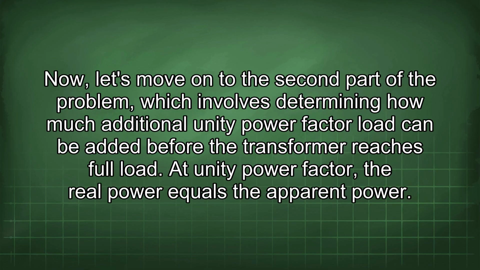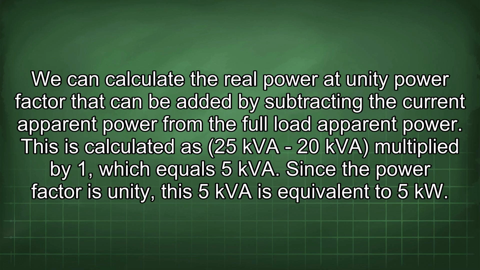Now, let's move on to the second part of the problem, which involves determining how much additional unity power factor load can be added before the transformer reaches full load. At unity power factor, the real power equals the apparent power. We can calculate the real power at unity power factor that can be added by subtracting the current apparent power from the full load apparent power. This is calculated as 25 kVA minus 20 kVA multiplied by 1, which equals 5 kVA. Since the power factor is unity, this 5 kVA is equivalent to 5 kW.